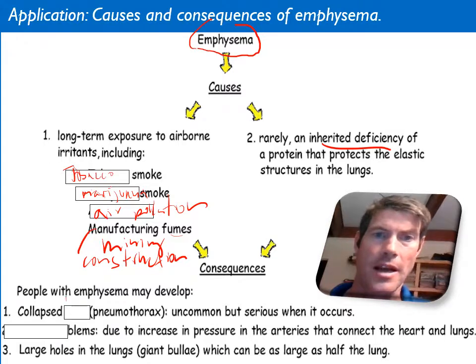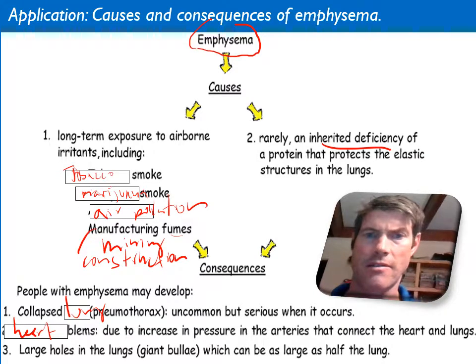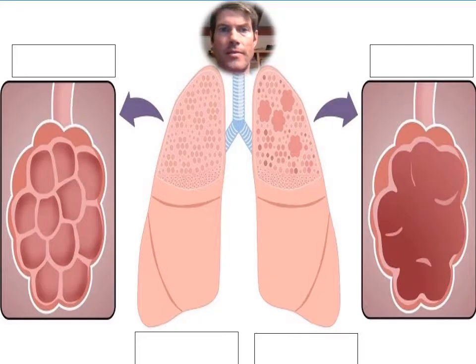So you can have a collapsed lung from this, and heart problems because your heart is just really stressed out. It's not getting enough oxygen. It needs to pump a lot more, and that creates issues. And then all the way leading up to holes in the lungs.